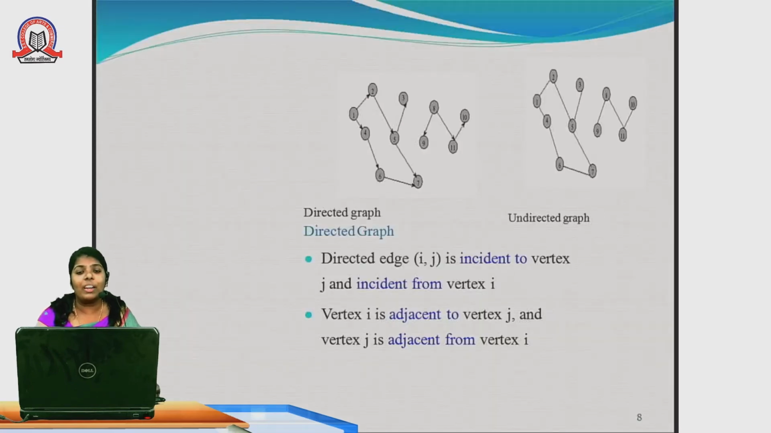So now the directed edge. A directed edge (i, j) is incident to the vertex j and incident from vertex i. So vertex j is adjacent to the vertex i. Adjacent means you can see the next vertex. So vertex j is adjacent to vertex i, and likewise vertex i is adjacent from vertex j.